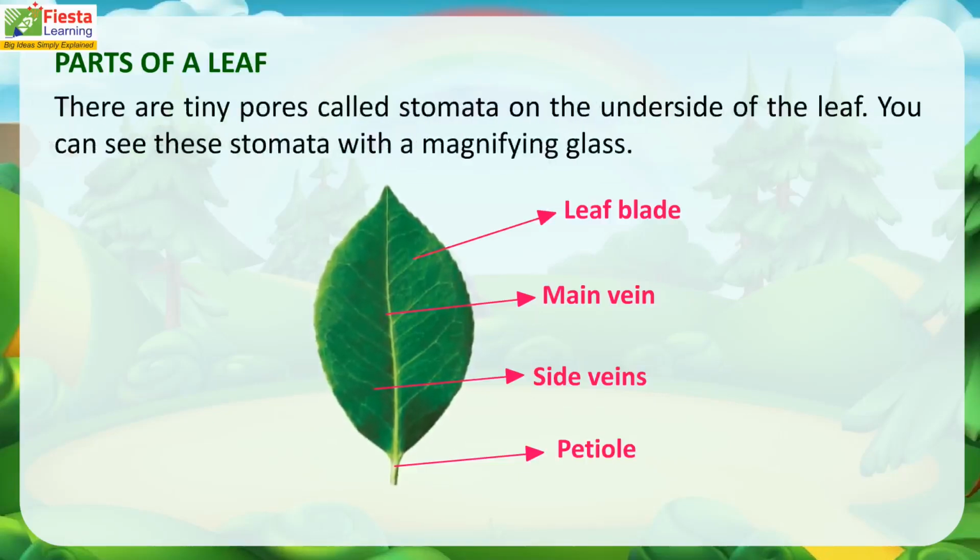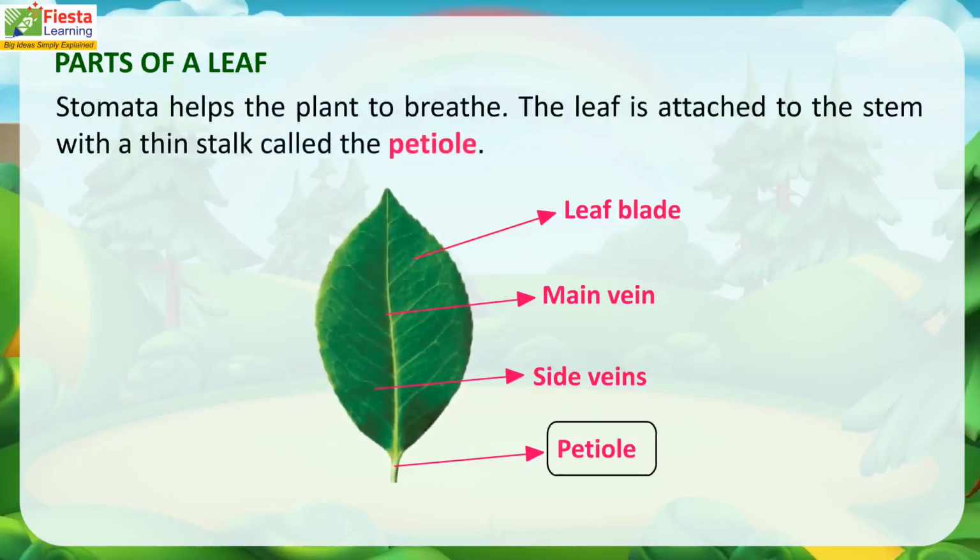There are tiny pores called stomata on the underside of the leaf. You can see these stomata with a magnifying glass. Stomata help the plants to breathe. The leaf is attached to the stem with a thin stalk called the petiole.